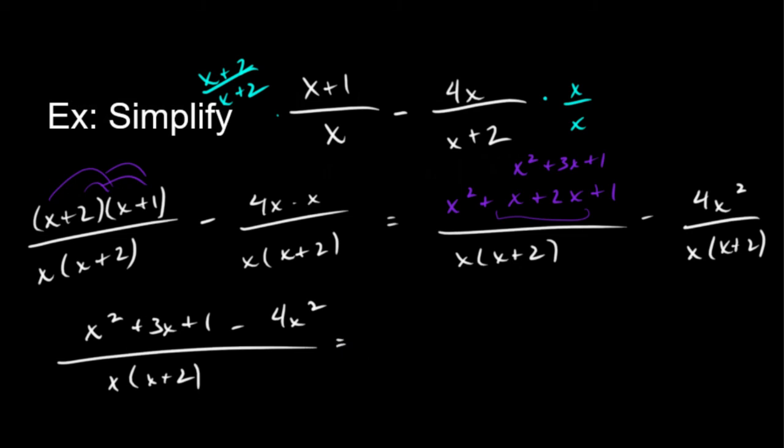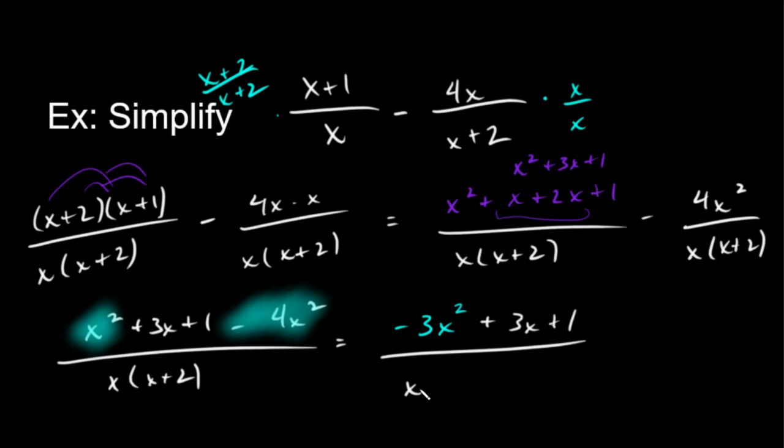And now we combine like terms. So moving on straight through here, we got the negative 4x squared and the positive 1x squared makes a negative 3x squared. And then we've got plus 3x plus 1 over x times x plus 2.